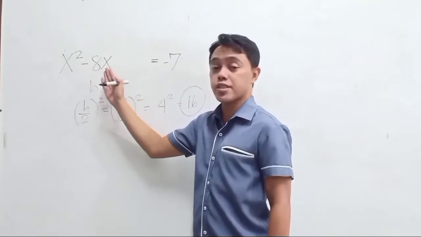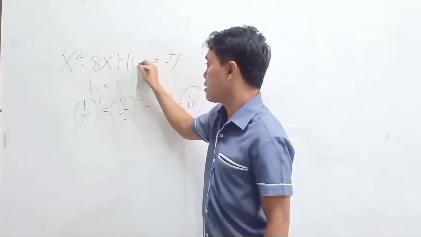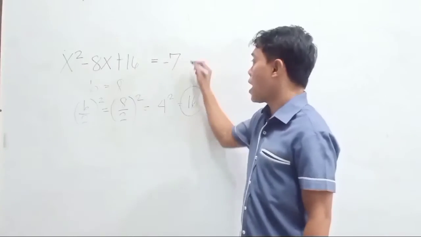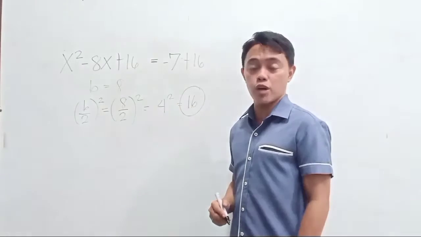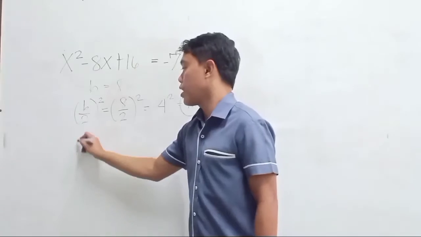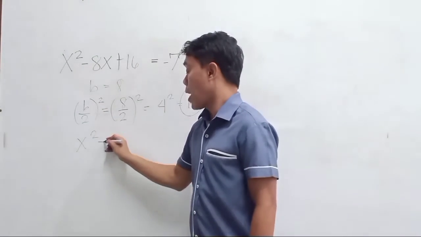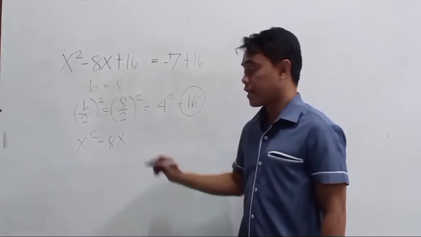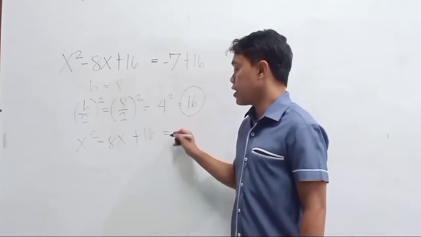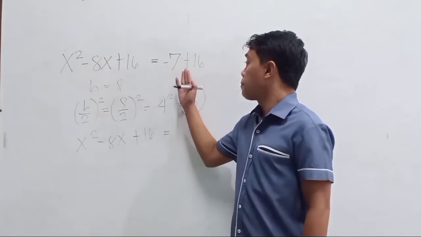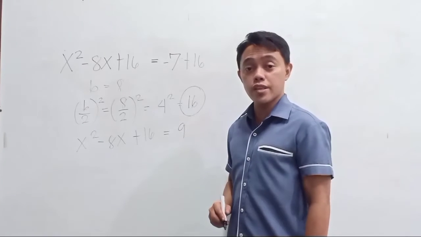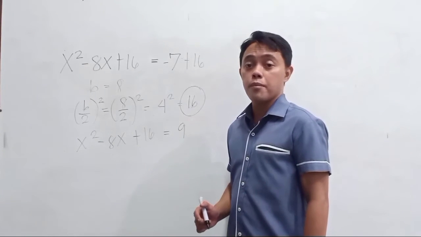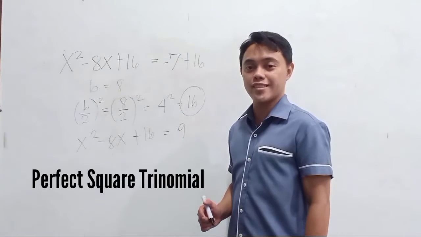x squared minus 8x plus 16 is equal to negative 7 plus 16. Then simplify the right side of the equation. x squared minus 8x plus 16 is equal to negative 7 plus 16 is equal to 9. As you can see, the left side of the equation becomes a perfect square trinomial.